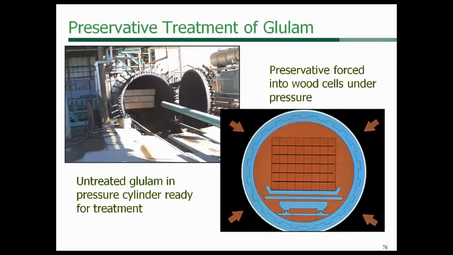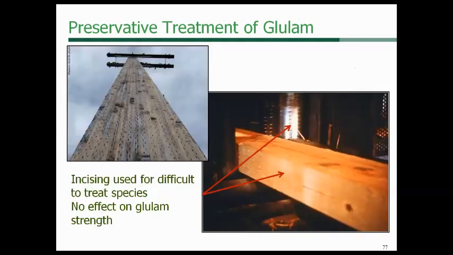Glulam can be preservative treated. It's usually treated in a pressure cylinder, right? So they load the Glulam into the pressure cylinder, close the door, they pull a vacuum on it, and it forces the preservative chemicals into the wood cells. As with many species, some species of Glulam will require incising for difficult to treat species. So with solid sawn lumber, we have the C sub I incising factor.